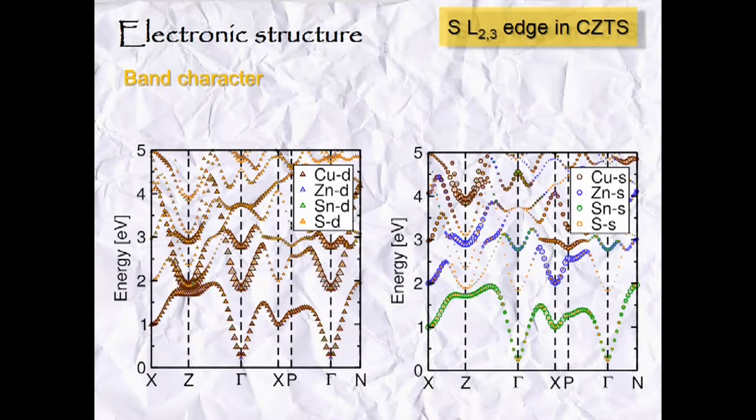But what we have highlighted here with the color code, on the left-hand side, all the states which have D-like contribution, and on the right-hand side, all the states which have S-like contribution. And you see there's a lot of S and D character around here. That means I would expect large oscillator strengths all over the energy range here. Particular to this picture here is a hybridization between tin and sulfur, also with some admixture of copper D states here.